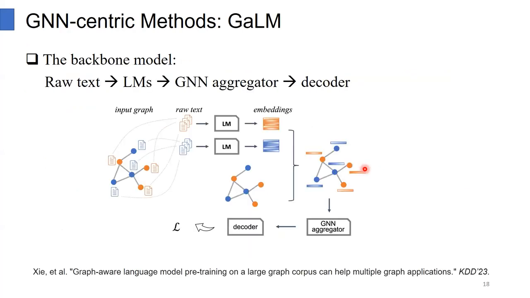Let's come to the first, GNN-centric method. In a GNN-centric method, you can see that the final step is using a GNN aggregator, then doing a decoding to get the final task output. But the input of the GNN aggregator is not the raw node features. In conventional GNN, the nodes have original features, but here we actually use a large language model to generate embeddings for the nodes. We have an input graph, which is converted to text, a sequence of tokens, then input into a language model. The language model then generates embeddings for each node, and we can use these embeddings from the large language model to enhance the power of GNN.